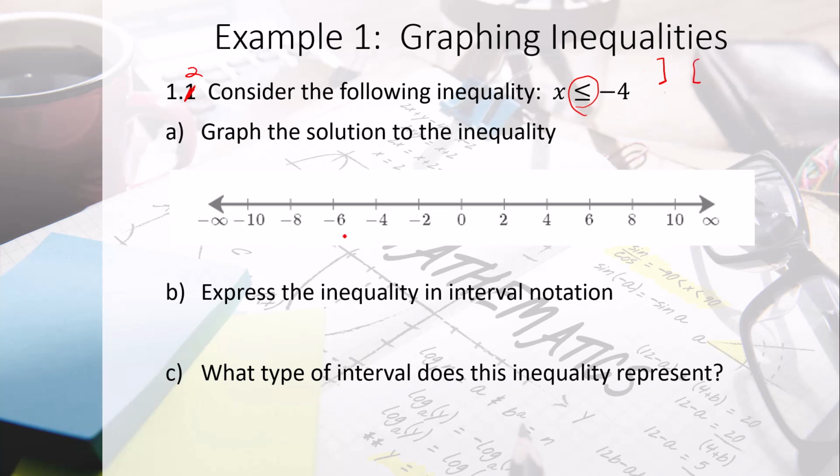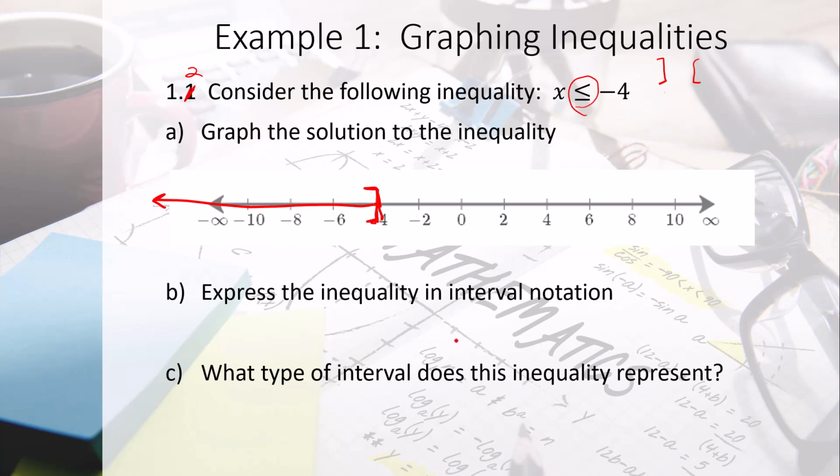So notice here we're going to start at -4, and we're going to go all the way down to -infinity. Okay? And since we have a non-strict inequality, let me get that on -4, that implies a bracket. So that's what that's going to look like.